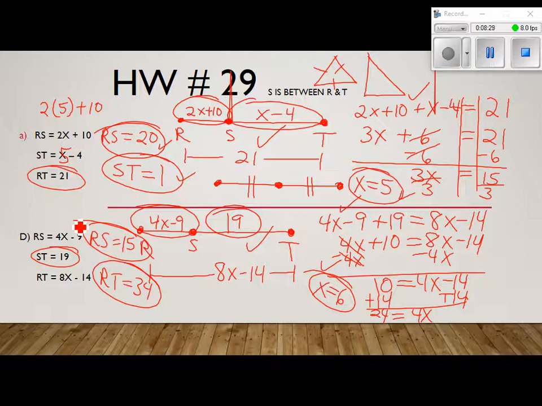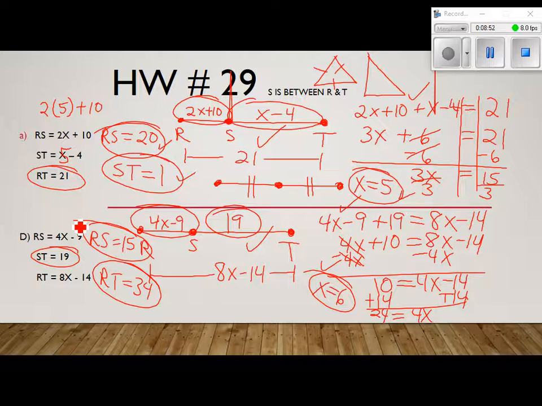Other questions off of that page that you'd like to see worked? 27. 27? Is that what you said, Dawson, was 27? I'm just seeing if I got them right. That's what we do this for.